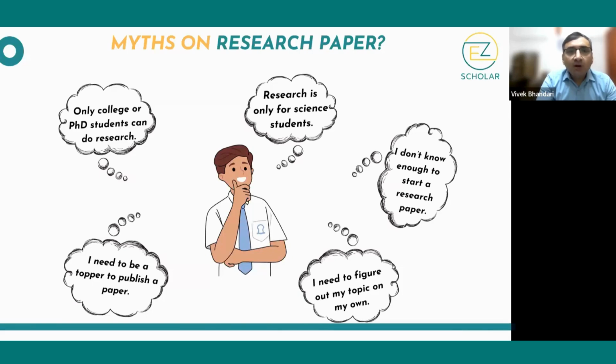Okay. So let me talk about some commonly held myths about research papers, and then in the rest of the presentation I can answer these questions. Some of the questions that we encounter regularly from students: the first one is only college or PhD students can do research. That's a common one. Then, research is only for science students. That's also a very common one. I don't know enough to start a research paper. That's a good question, and yes, it's a common question. I need to figure out my topic on my own. And lastly, I need to be a topper to publish a paper. These are some of the questions that we regularly encounter, and in the presentation, we are planning to address those. But apart from these, if there are questions that you have, please don't hesitate to put them in the chat, and we'll try to address them at the end of the presentation. Next slide.